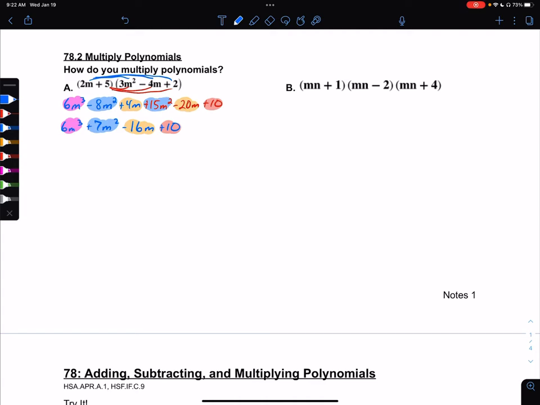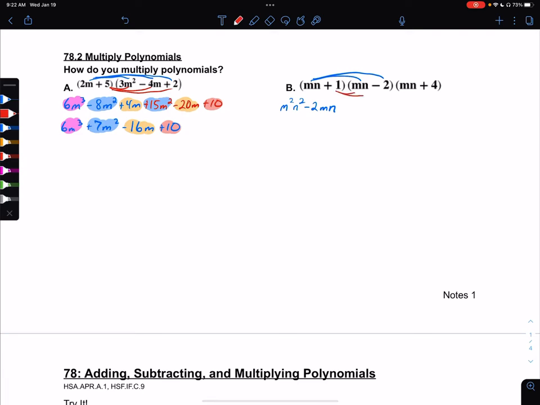In part B, we have 3 different terms. All right, so we have 3 different binomials. So what you want to do is just pretend that one of them doesn't exist. Do the same process that we did in part A with the first 2 binomials, and then you would multiply by the third binomial afterwards. So I'm going to start by multiplying these 2 terms here. mn times mn, we're adding the exponents, so this would become m squared n squared. And then mn times negative 2 is negative 2mn.